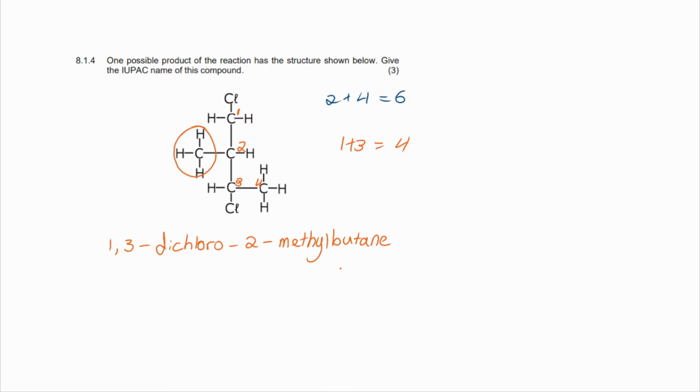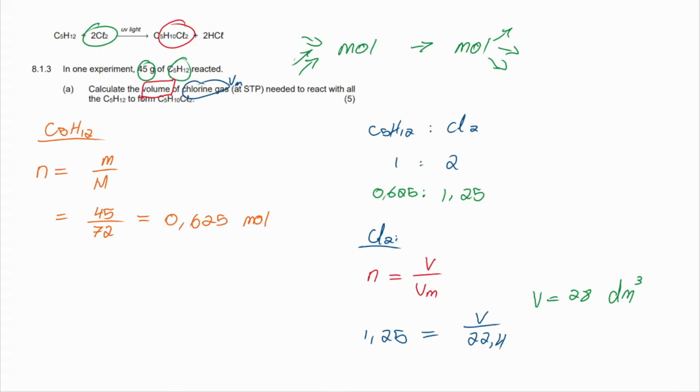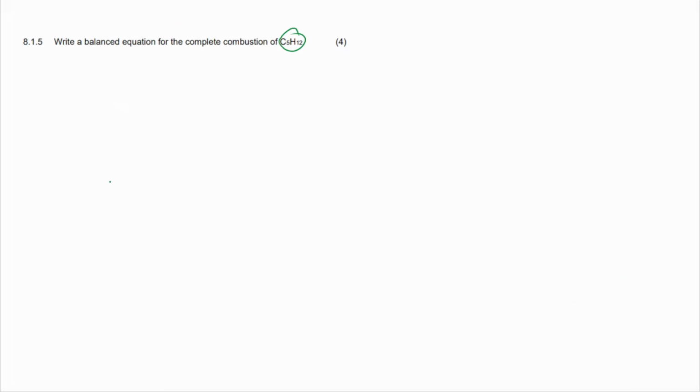Remember, but- is the prefix for 4, and -ane is because it's an alkane, a haloalkane. So that's the name: 1,3-dichloro-2-methylbutane. Perfect. They say write a balanced equation for the complete combustion of this thing. Does that relate to what we had before? No, they're talking about this thing now in general.